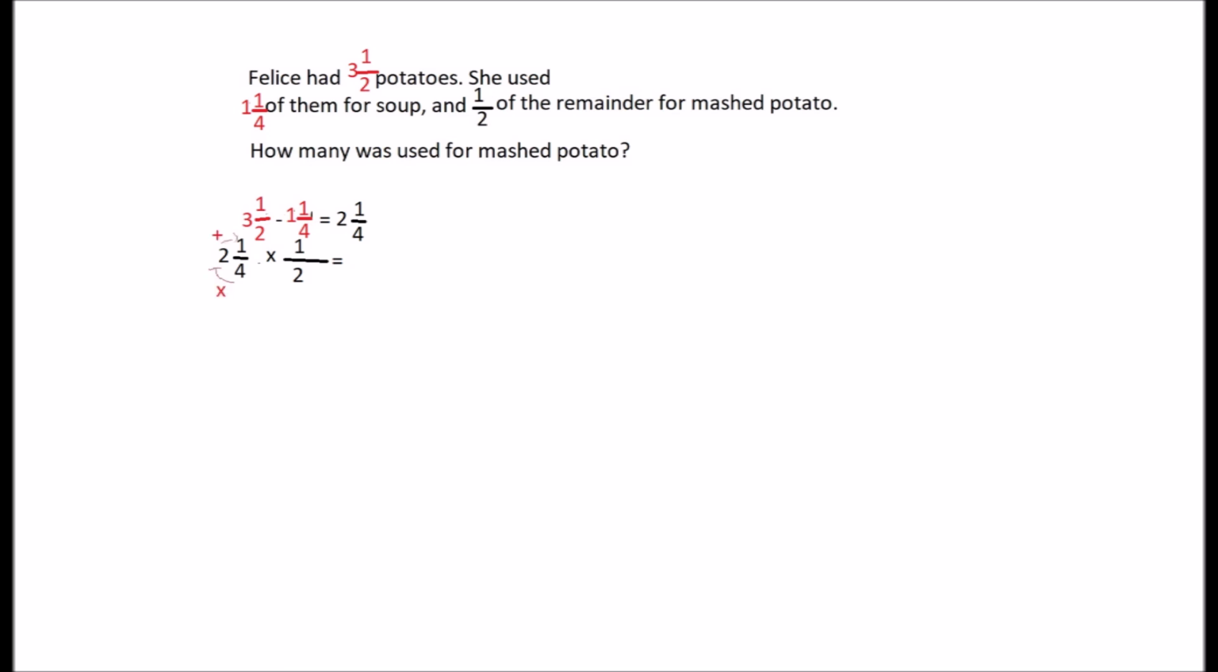Now let's change the mixed fraction into an improper fraction first. Remember to do it. Multiply the denominator by the whole number, 4 times 2, and then add the numerator, plus 1. 4 times 2 plus 1 equals 9. And you repeat the same denominator. So 9 over 4. 9 over 4 times half will be 9 over 8. Or, when we simplify it, that's 1 and 1/8. And that's the final answer.